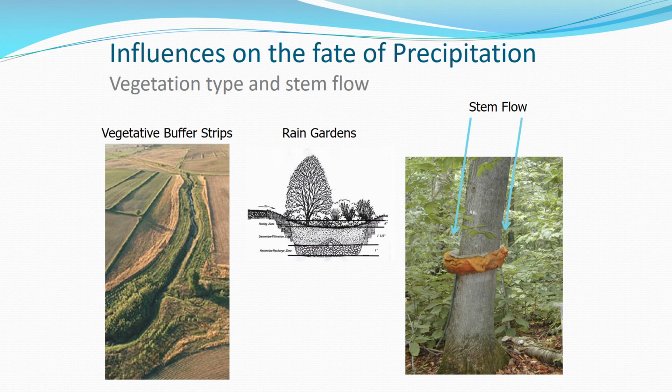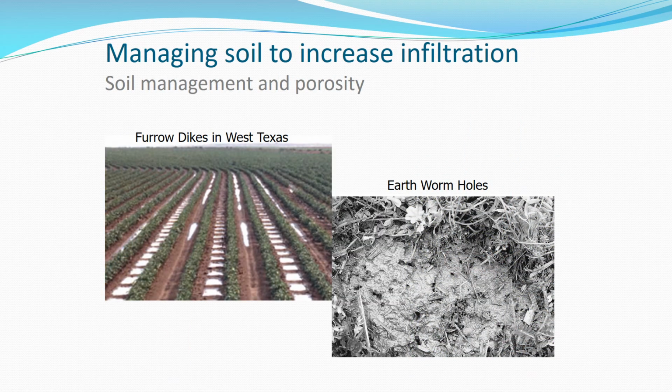Here you can see some examples of what we've discussed, like vegetation buffer strips on the sides of fields, helping to slow water down, rain gardens being a collection point in urban areas, stem flow example in trees, all of which will influence the fate of precipitation. Here you can see ways that we can manage soil to increase infiltration. One thing to take into account is that porosity helps increase infiltration. So we want to manage our soils in a way that increases pore space.